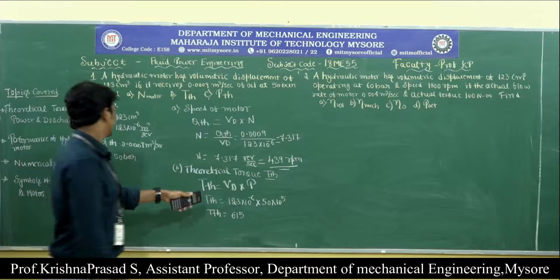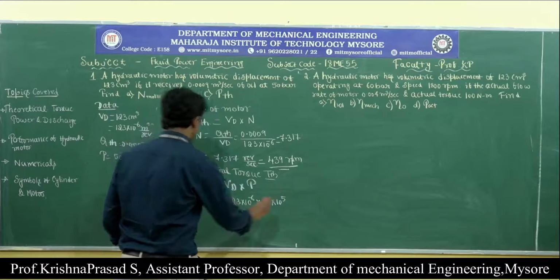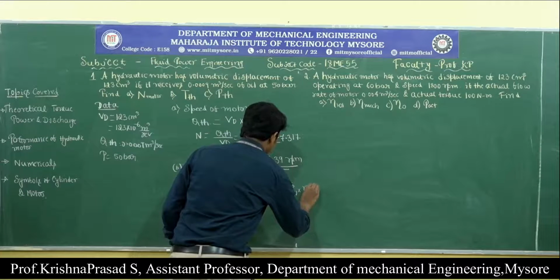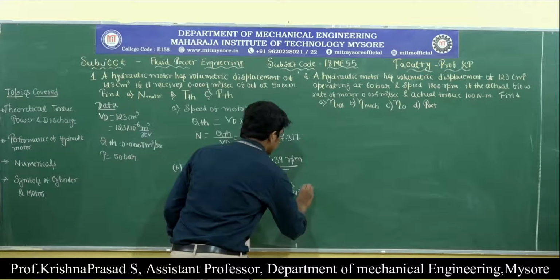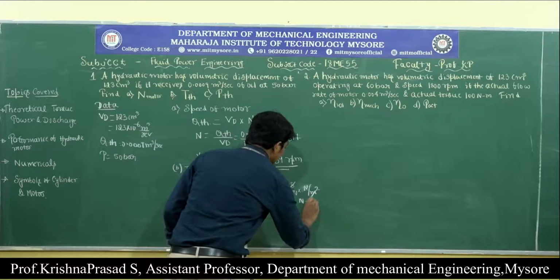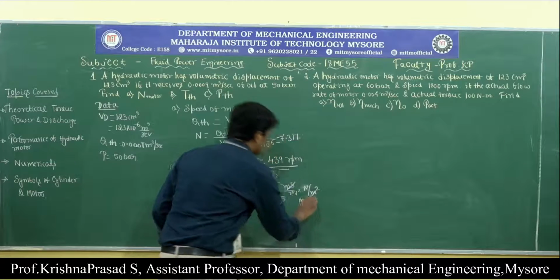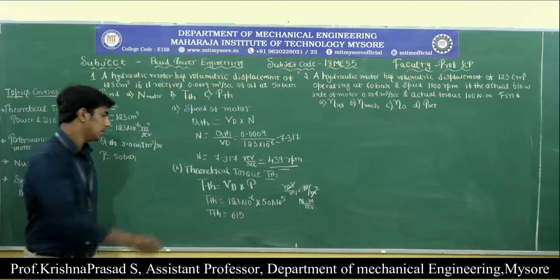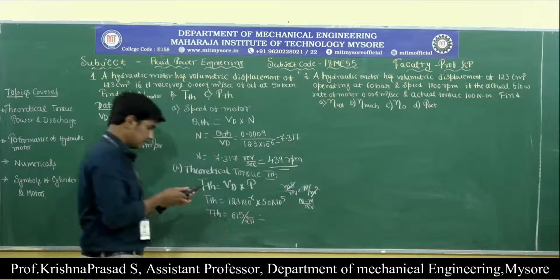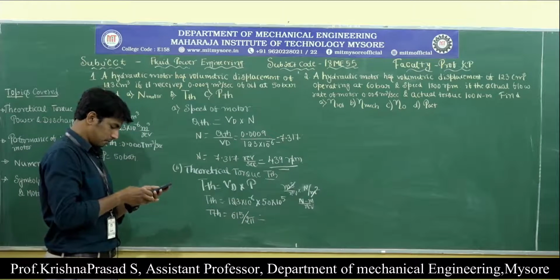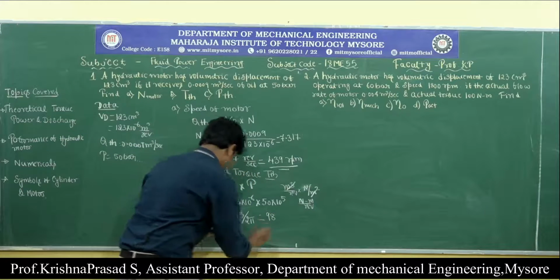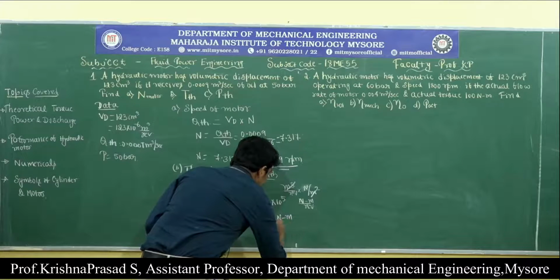Okay, so first solve the units also. That will be meter cube per revolution into Newton per meter square, so that will be Newton meter per revolution. So in order to get it only in terms of Newton meter, divide with the help of 2 pi, then we will get 98 Newton meter.